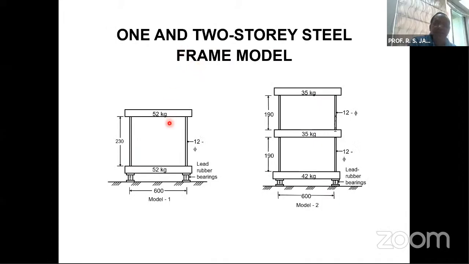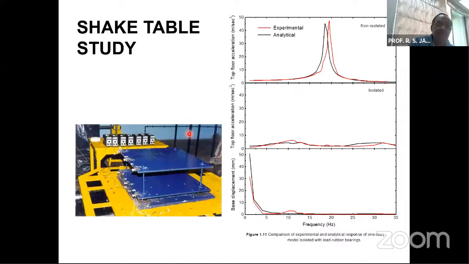Then the lead rubber bearings were tested on small scale models, and the responses were obtained both experimentally as well as analytically. This is the model of a one-story building on lead rubber bearings under harmonic excitation. And again, on the right-hand side, the experimental and analytical responses are shown.